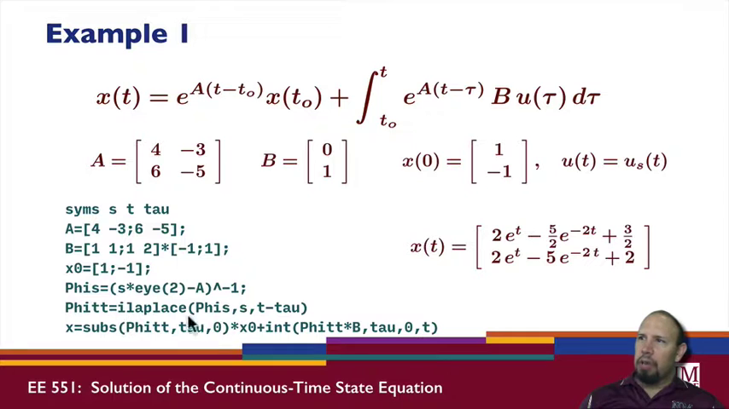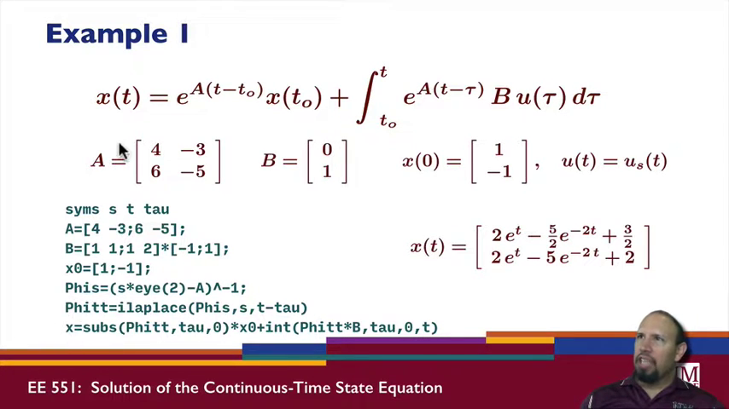I use the inverse Laplace transform with respect to s, and instead of plugging in t, I'm going to plug in t minus tau. So this is going to give me phi of t and tau. This is what I'm actually getting.